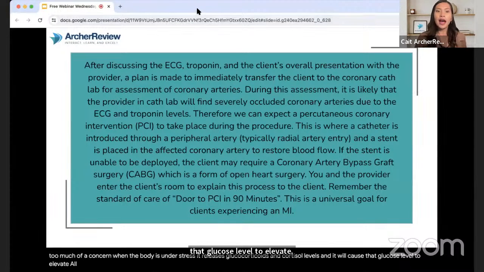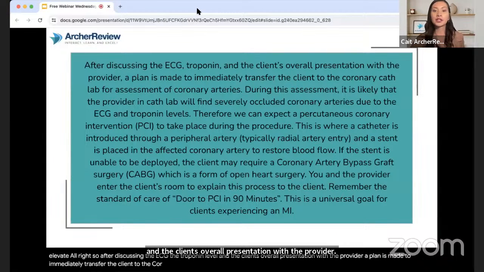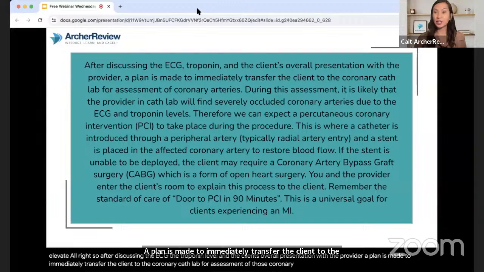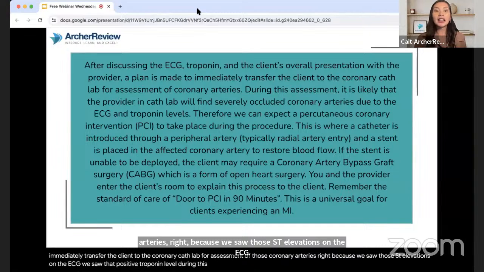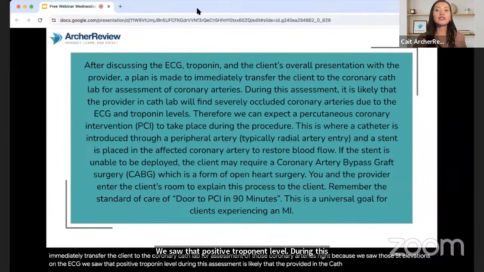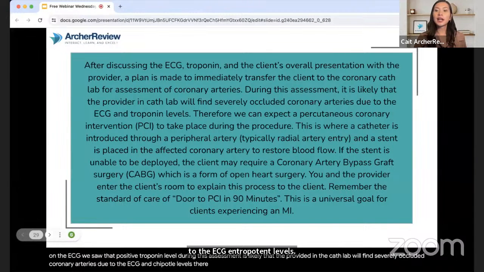All right, so after discussing the ECG, the troponin level, and the client's overall presentation with the provider, a plan is made to immediately transfer the client to the coronary cath lab for assessment of those coronary arteries, right? Because we saw those ST elevations on the ECG, we saw that positive troponin level. During this assessment, it's likely that the provider in the cath lab will find severely occluded coronary arteries due to the ECG and troponin levels. Therefore, we can expect a PCI to take place during the procedure.